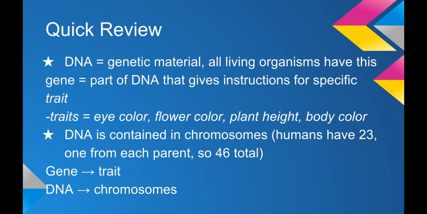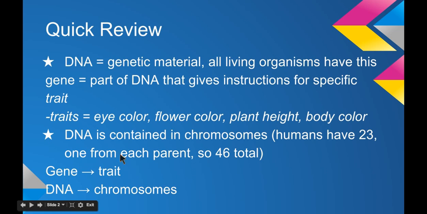So, a quick review from the last couple weeks. We know that DNA is the genetic material of life. All living organisms have DNA. It's a requirement of life. We know that the gene is a section or a part of DNA that gives instructions for a specific trait. Traits are like eye color, flower color, plant height, body color. Traits are like characteristics, things that you can see.